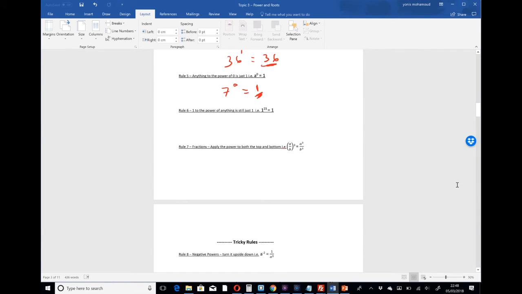Okay, and rule number 6 states 1 to the power of anything is just 1, i.e. 1 to the power of 23 is equals to 1. So let's say I had 1 to the power of 4 is equals to 1. And the reason why 1 to the power of anything is equal to 1 is because if you were to do 1, multiply that to itself 4 times, so 1 times 1 times 1 times 1, that would just give you 1.